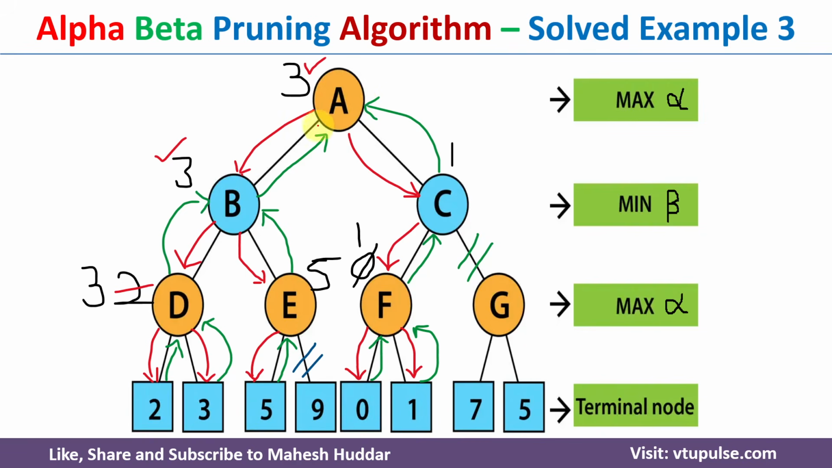The optimal path is nothing but the path in which all the nodes contain the value 3. Here we can see that the path A, B, D and 3 is a path where all the nodes contain the value 3. So this is the optimal path. This is how we can find the root node value and optimal path by using the alpha-beta pruning algorithm. I hope the concept of alpha-beta pruning algorithm is clear.